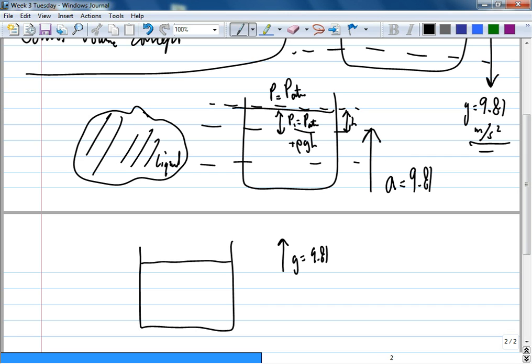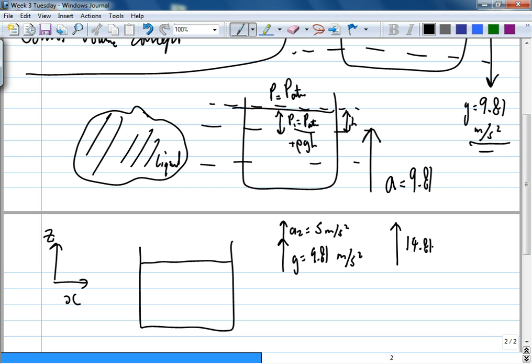Then, if I accelerate even harder, I add to it. Normally we call this the Z direction and this the X direction. AZ equals how fast you want to accelerate up, let's say 5 meters per second squared. So your total acceleration upwards is equal to 5 plus 9.81, which is 14.81.